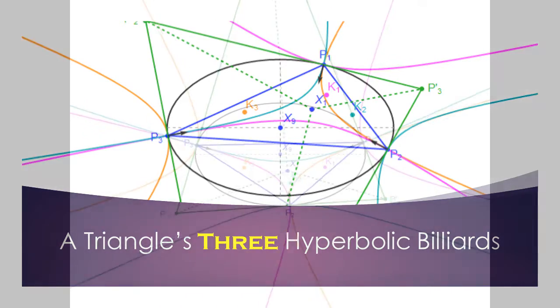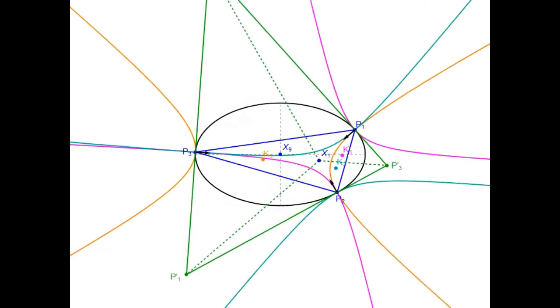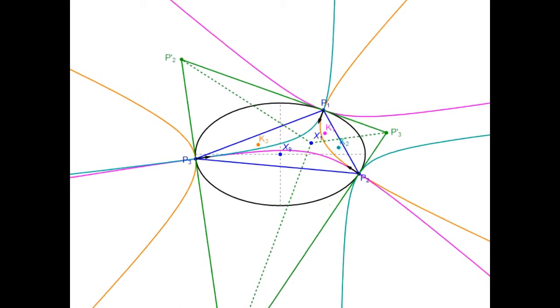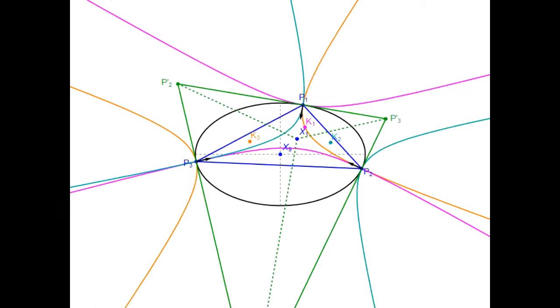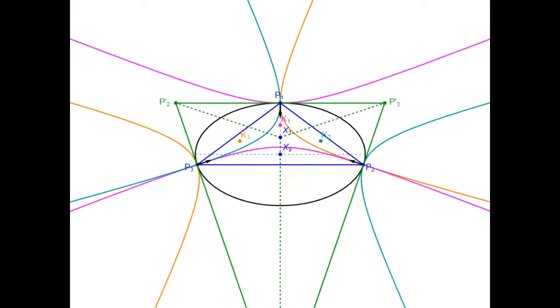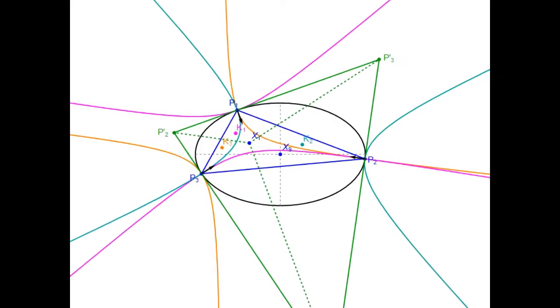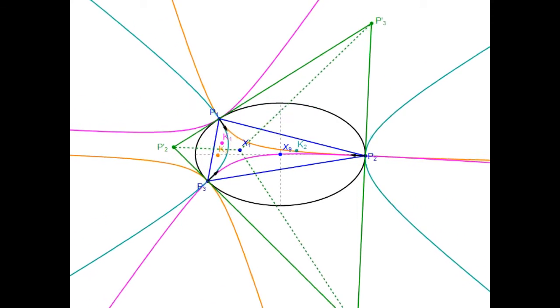Okay, so this video shows that the family of three periodics in the elliptic billiard, shown here P1, P2, P3, the blue triangles, has three associated hyperbolas. They're drawn here as orange, magenta, and an off-color blue.